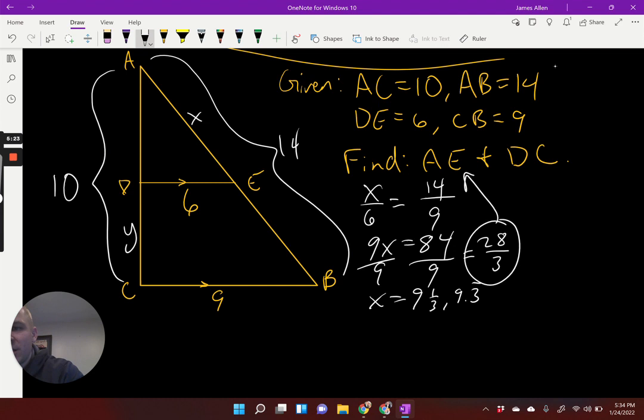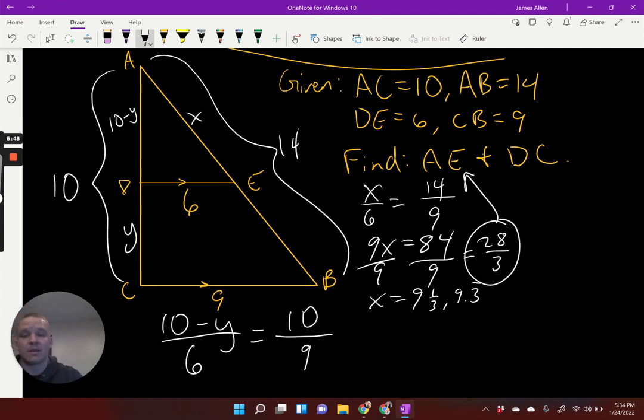So AD, could this be, how about 10 minus Y? Because whatever DC is, the whole side is 10. I'm going to subtract out whatever that Y is, right? So I could do this. 10 minus Y, which is a side of that small triangle, over its base of 6, equals, and then the entire side of the big triangle is 10 over the base being 9.